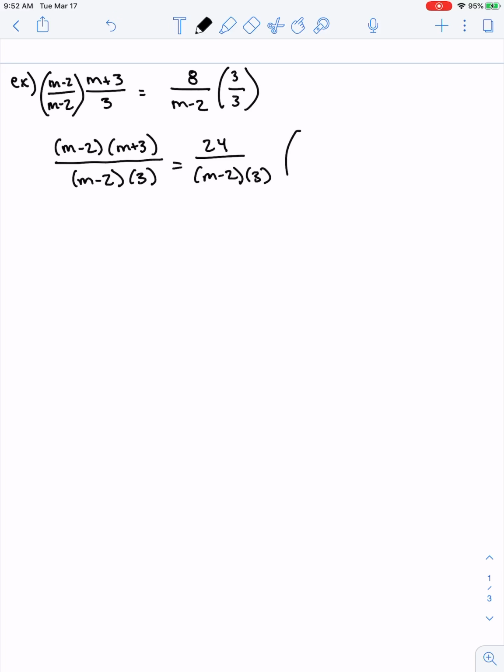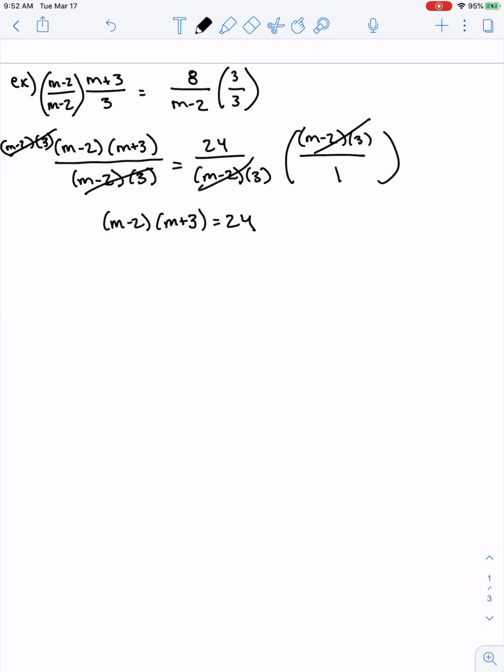So if we now multiply by our least common denominator of m minus 2 quantity times 3 on both sides, it will end up canceling out. I'm going to do it on this side, but I ran out of room. You're left with the quantity m minus 2 times the quantity m plus 3 is equal to 24. And you bet your bottom dollar that this is now a quadratic equation problem.